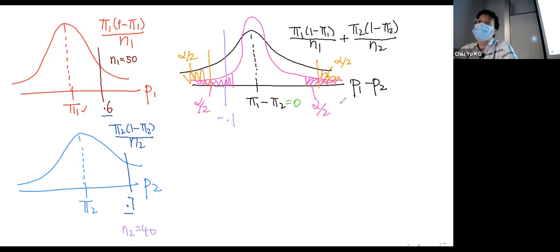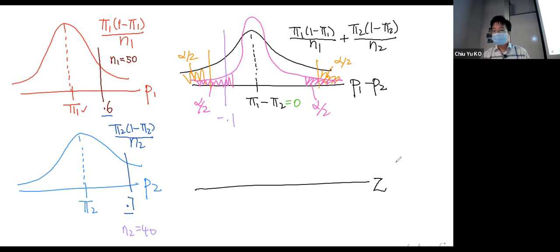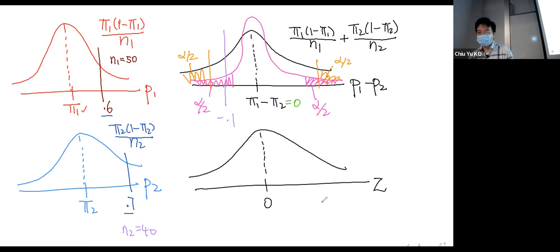Okay. So what we are trying to do is to consider the case where I transform to Z, and 0 is here. And I know, when I transform it to Z, how do you do the transformation? Under the null, the transformation from here to here, right?